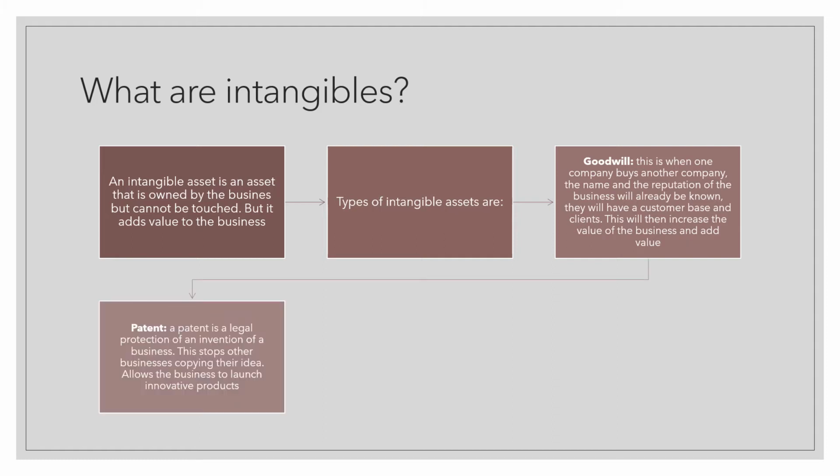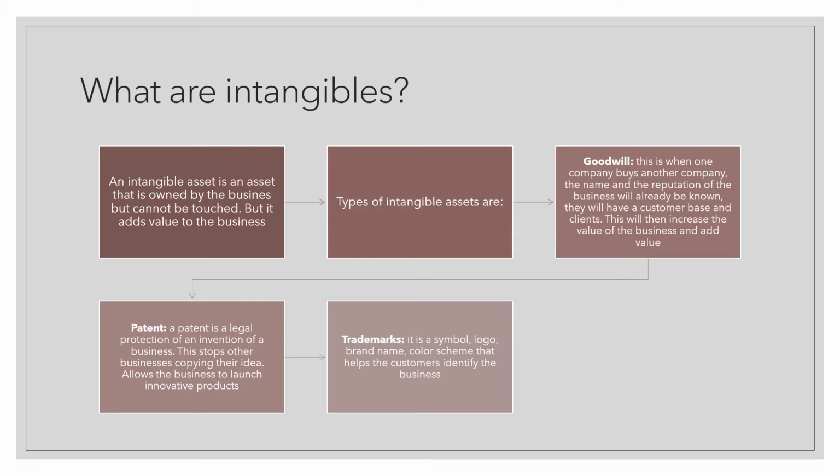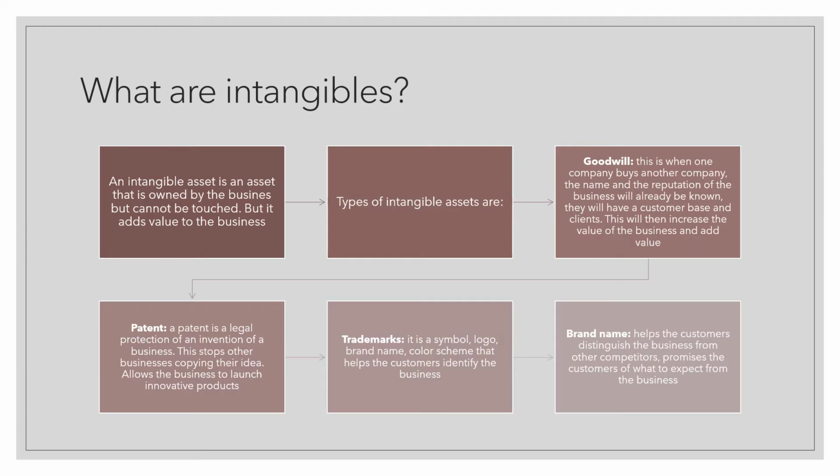A patent. A patent is a legal protection of an invention of a business. So this stops other businesses from copying their idea, and it allows the business to launch innovative products. Trademarks. A trademark is a symbol, a logo, a brand name, or a color scheme that helps the customer identify the business. The brand name helps the customer distinguish the business from other competitors. It promises the customers what to expect from the business.